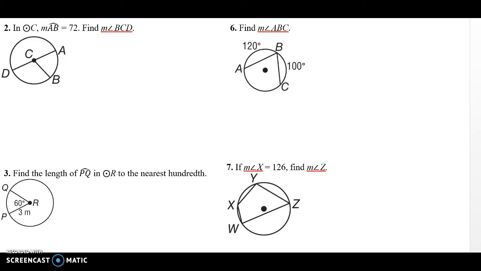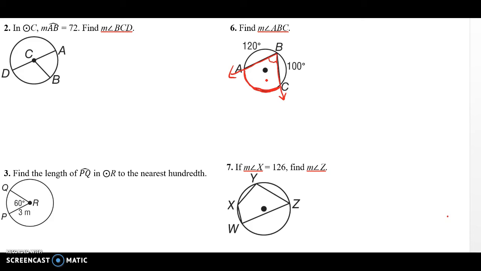So if you look at angle ABC, you'll notice it's one of those angles with the vertex on the circle, right? And we call those inscribed angles. And we know the measure of the inscribed angle will be 1/2 of whatever its intersected arc is. Okay, so we need to find its intersected arc.